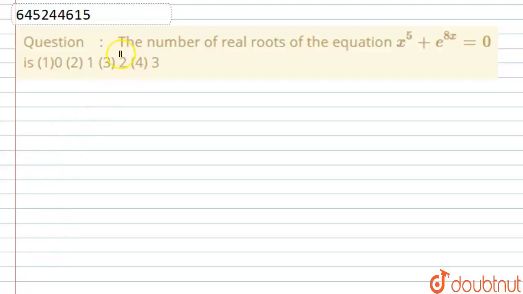Hello everyone, let us start this question. This question says that we need to find the number of real roots of the equation x^5 + e^(8x) = 0. And the options are: first option is 0, second option is 1, third option is 2, fourth option is 3.